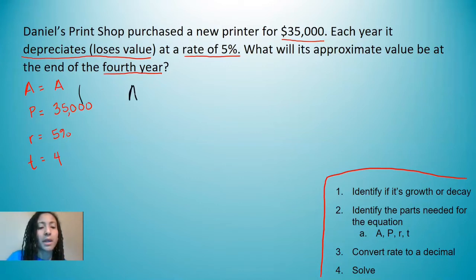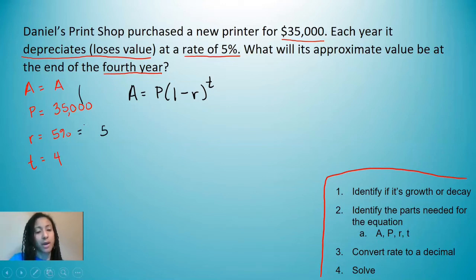So our rule is A is equal to P times 1 minus R to the T because we are depreciating. Remember, depreciate means lose, so we use a subtraction. Now, when we were looking at the examples from the previous lesson, the rate was not in percent, but it was as a decimal. So how do we convert a percent to a decimal? Now with that, we just go the opposite direction. When we were doing a decimal to percent, we moved it 2 places to the right. Now we're doing percent to decimal, we're going to move it 2 places to the left.